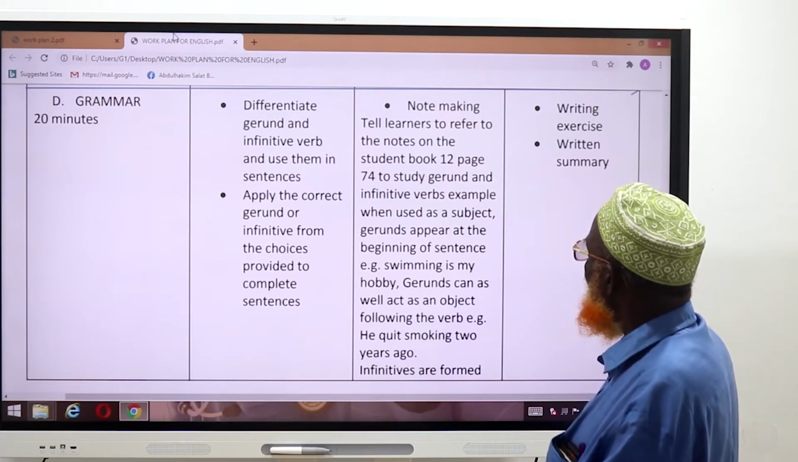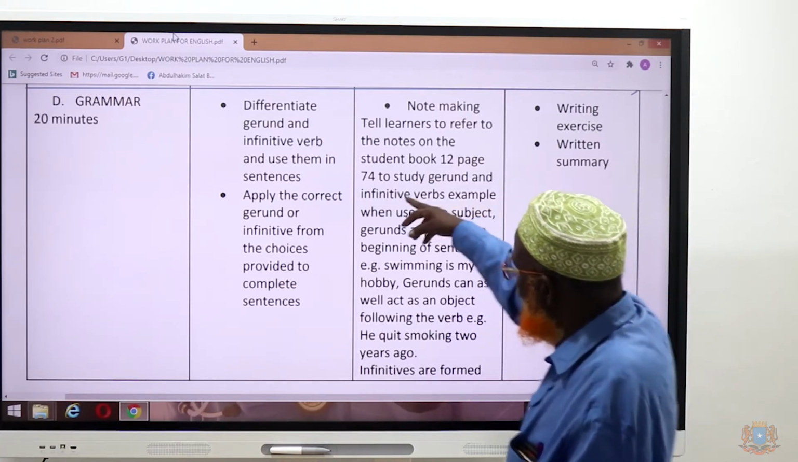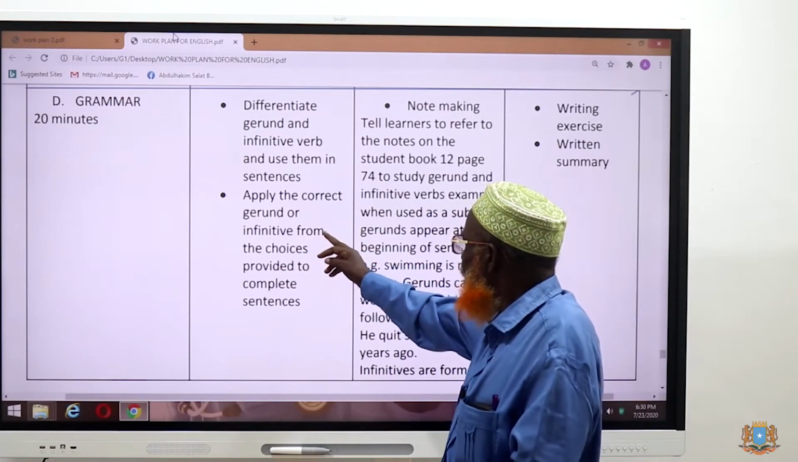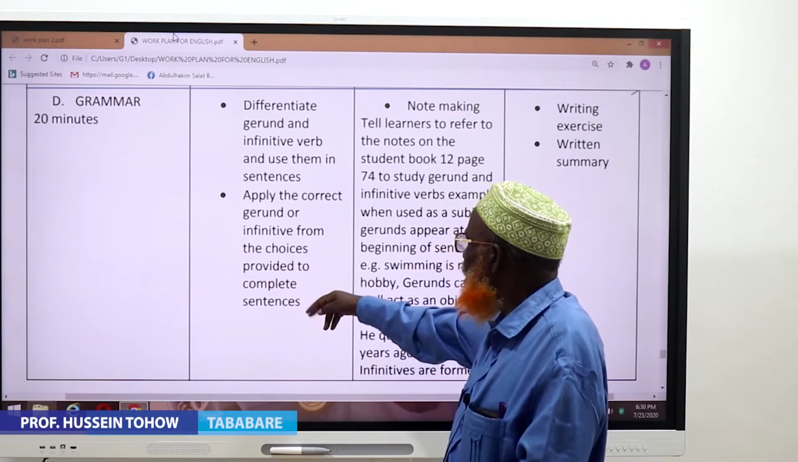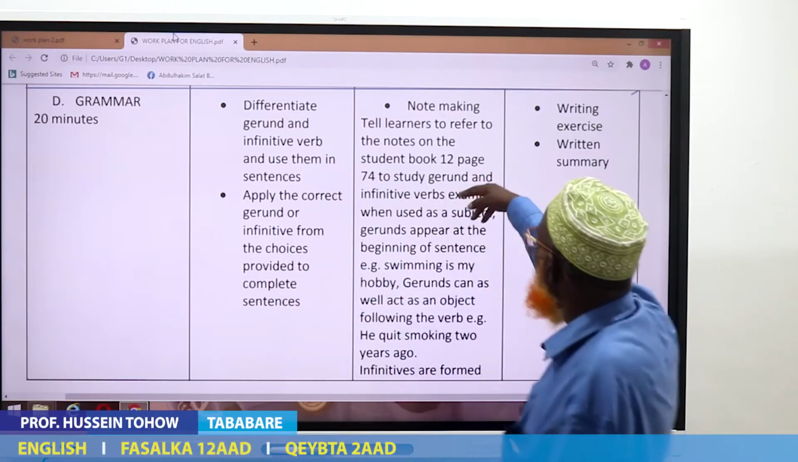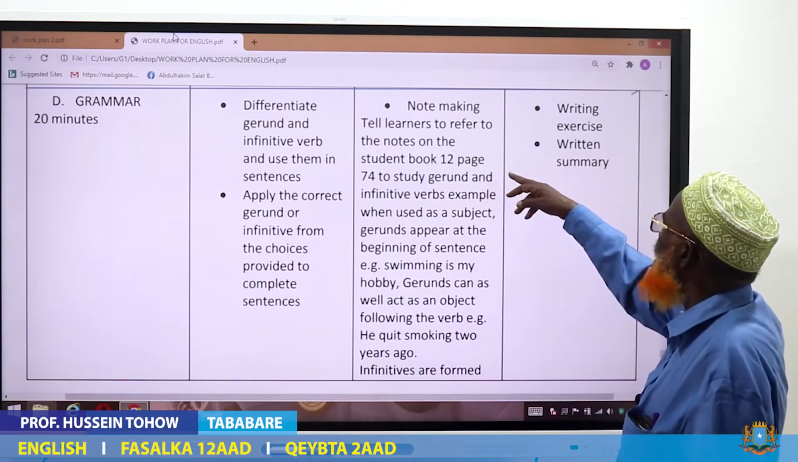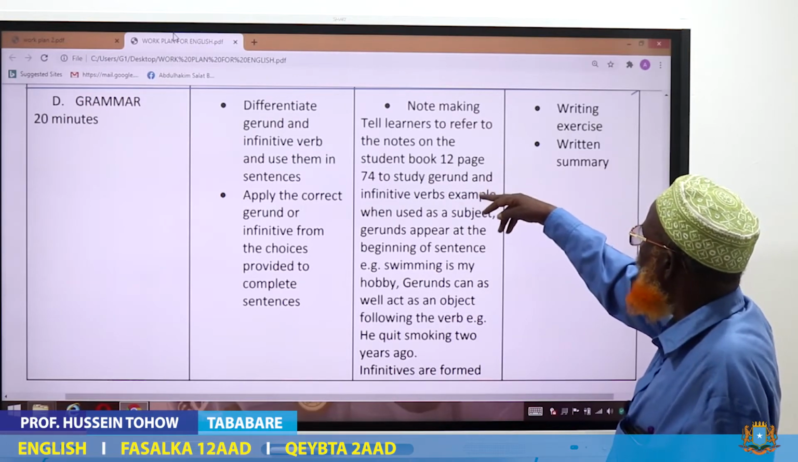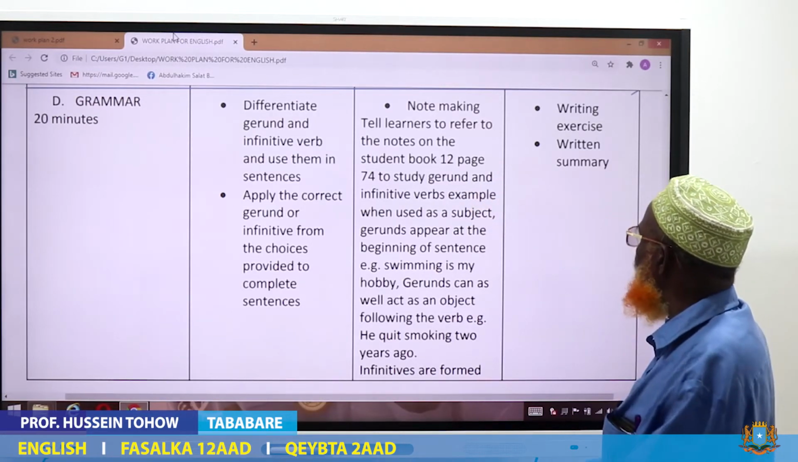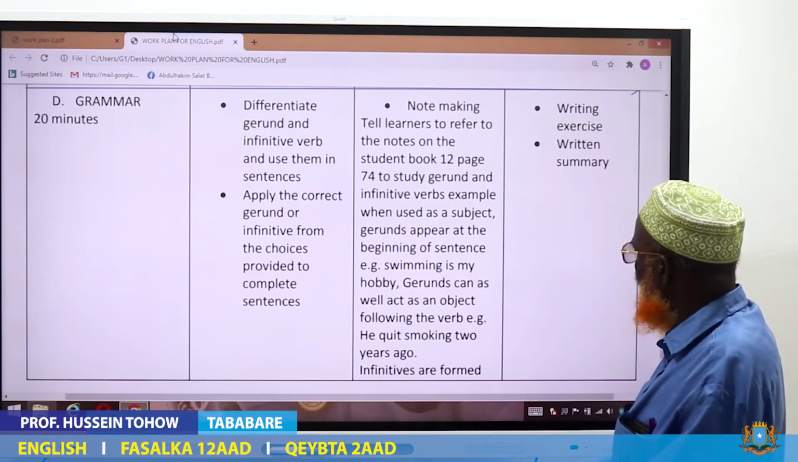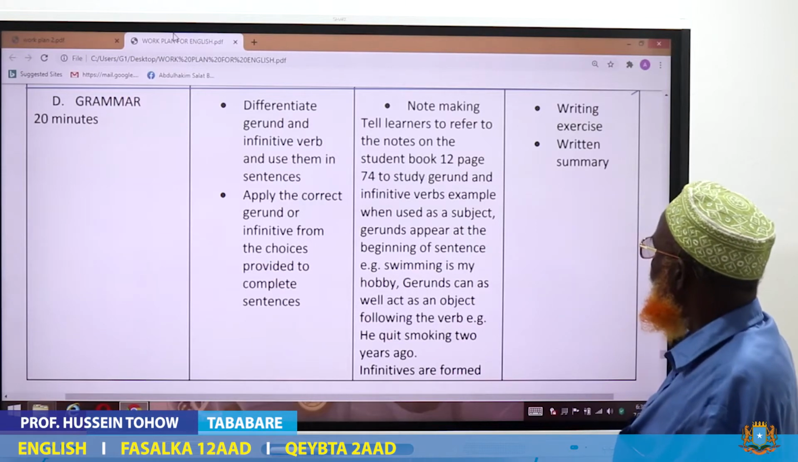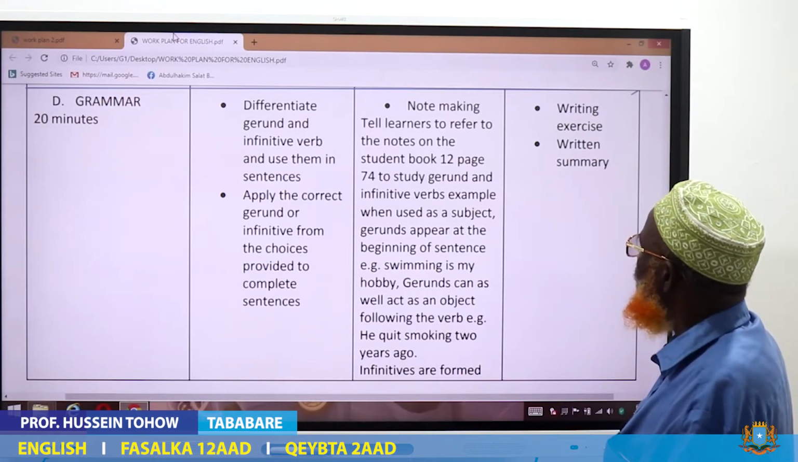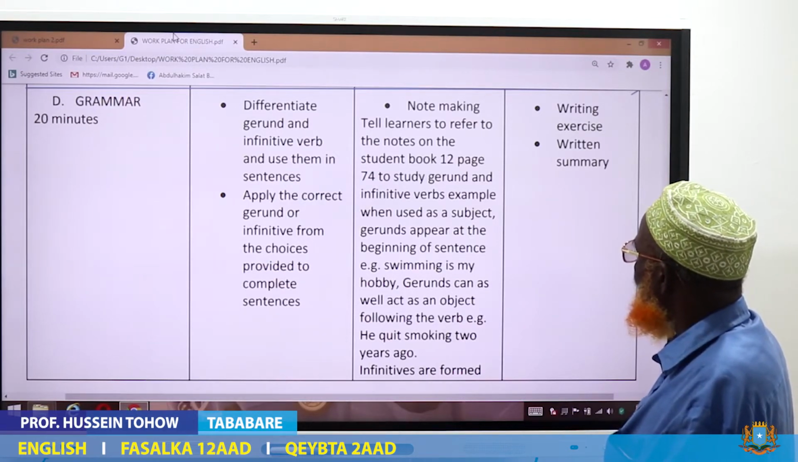So learners here is saying infinitive form choices provided to complete sentences. Here it is asking, now tell the learners to refer to the textbook, page 12. There are some exercises. Okay, these exercises are on page 74. So gerund and infinitive verbs, examples are given here.